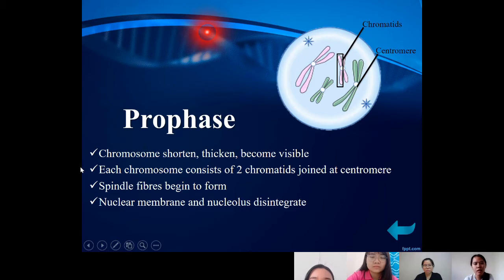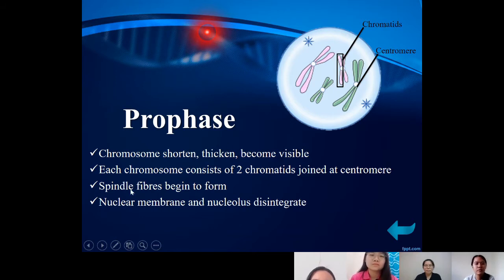In the prophase, the chromosomes will be shortened, thickened, and become visible under the microscope. When you look under the microscope, you can see the chromosome clearly as it becomes thickened and visible. Each chromosome consists of 2 sister chromatids. One side is one sister chromatid, the other side is another sister chromatid, which join together at the centromere. This circle is the centromere.